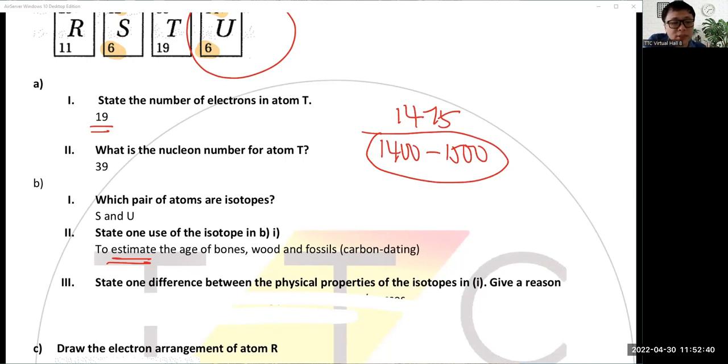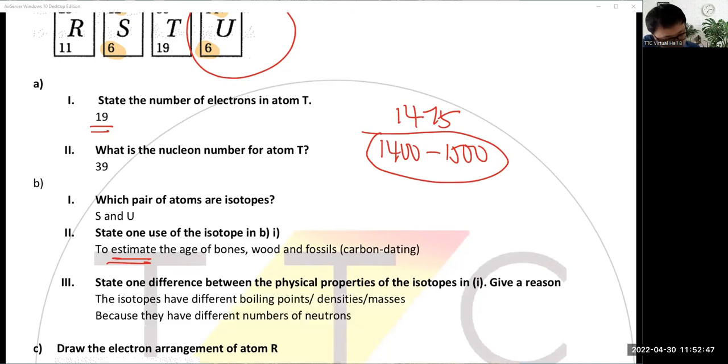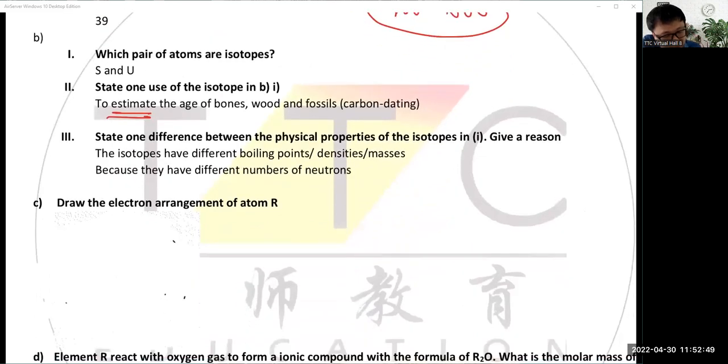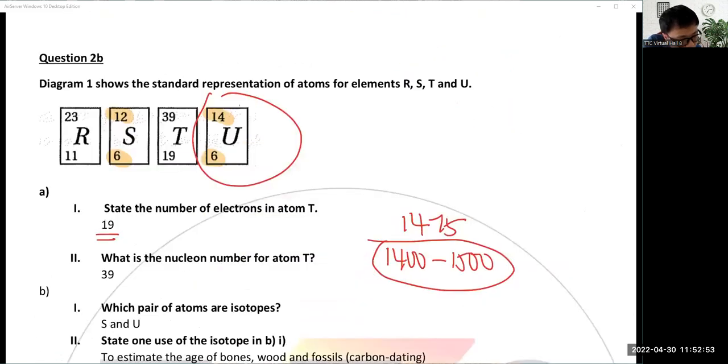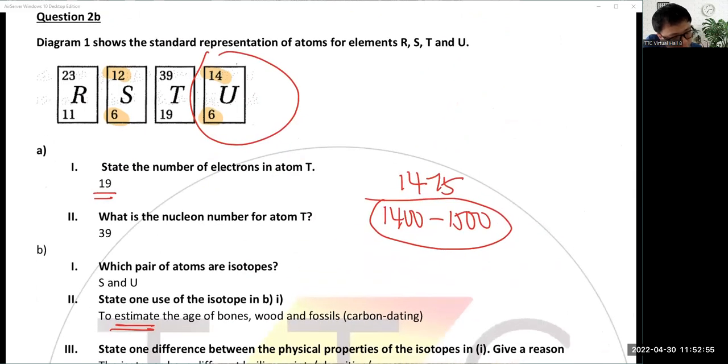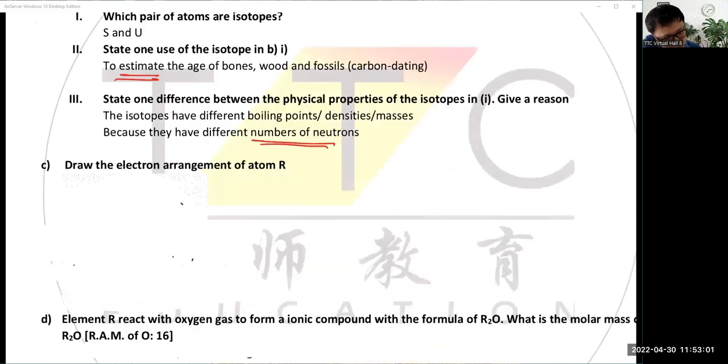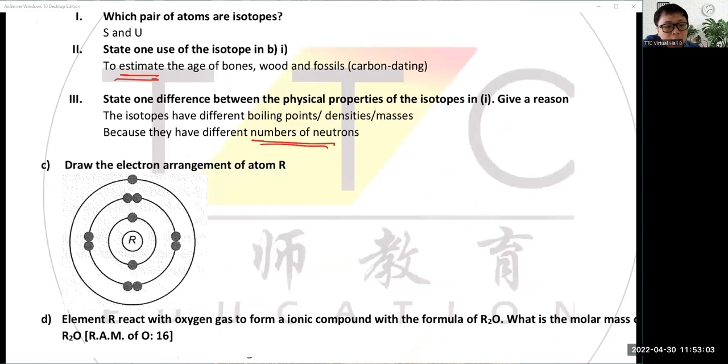Okay, so one difference in physical property, as I told you, for isotopes, the physical property differences will be mass, density, melting point, all this. The reason is because they have a different number of neutrons. Then draw the electron arrangement of atom R. We check that atom R is this one. 11 protons means 11 electrons, so 2.8.1. So you can draw the electron arrangement 2.8.1.